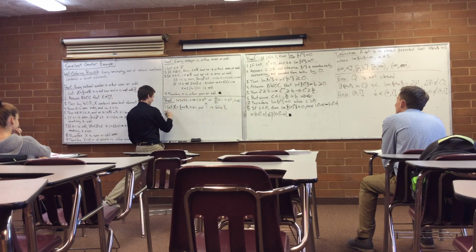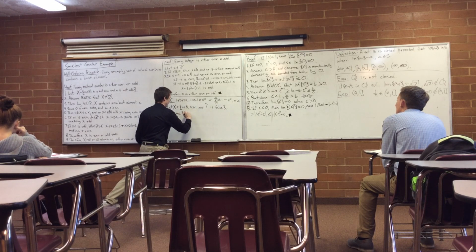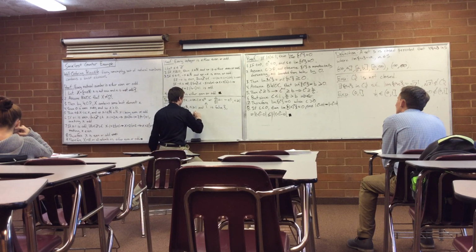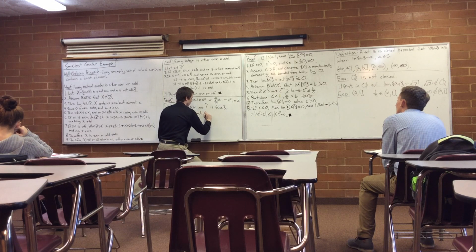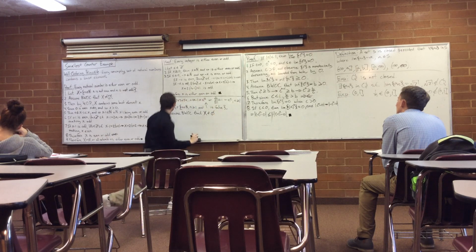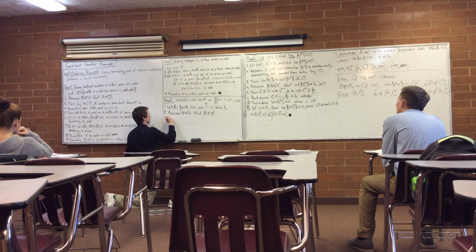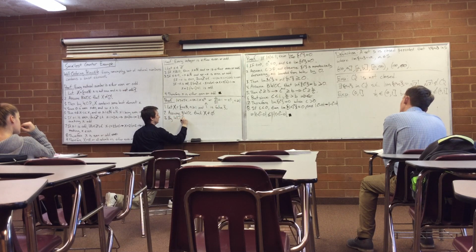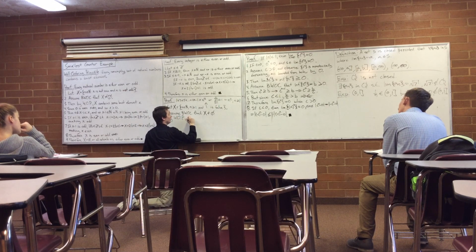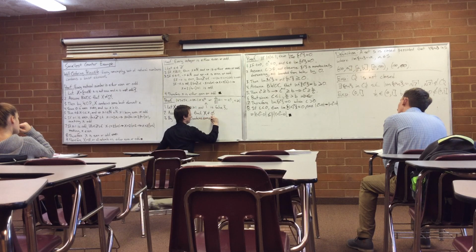And then 2, we'll do the exact same thing we did on the other proof. Assume, by way of contradiction, that X is not equal to the empty set. 3. By the well-ordering principle, X contains some least element, little x.